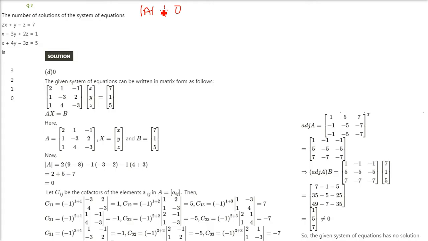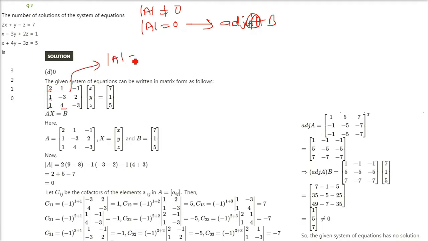But if the determinant of A is actually 0, then you have to check one more thing. You have to move a step ahead. That is the adjoint of A into B. So adjoint of A you have to find out and multiply by B. That's why I was saying adjoint of A is a prerequisite. You must know it. Let me just show you here, because making the equation and solving, we have already seen all this. The coefficient of x, y and z will form the A matrix. X is of course x, y, z.